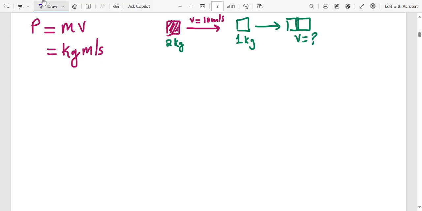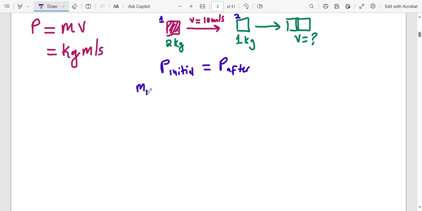For any problem that you are given, you need to know that momentum is going to be conserved. The meaning of that is that the initial momentum, the momentum before these objects hit each other, should be equal to the final momentum after hitting each other. So the initial momentum before they hit each other, let's say this object we call it 1, this object we call it 2. So object 1 has got its own momentum, object 2 has also its own momentum.